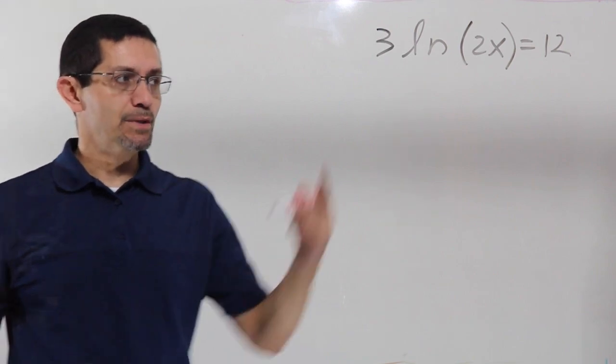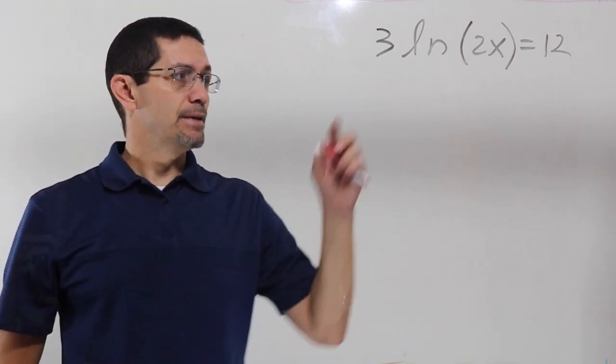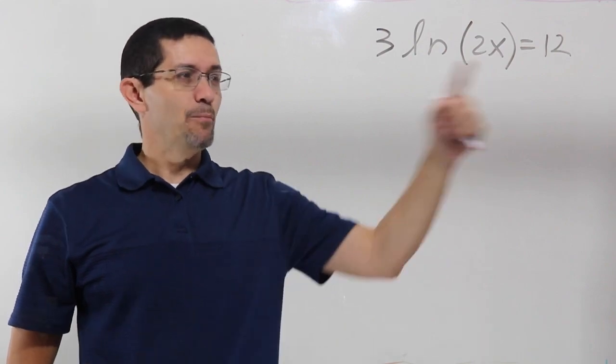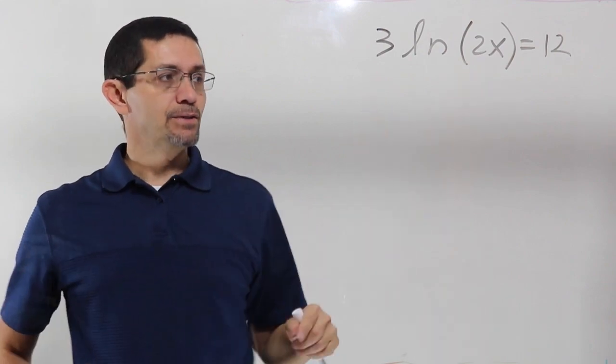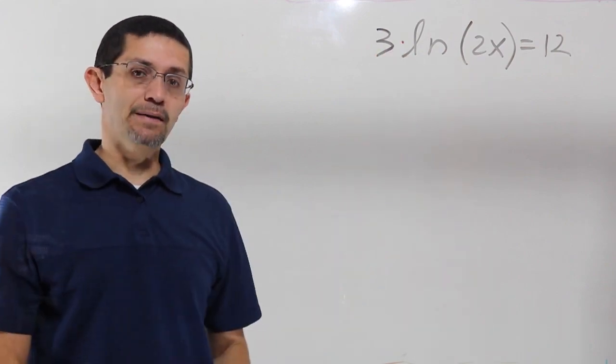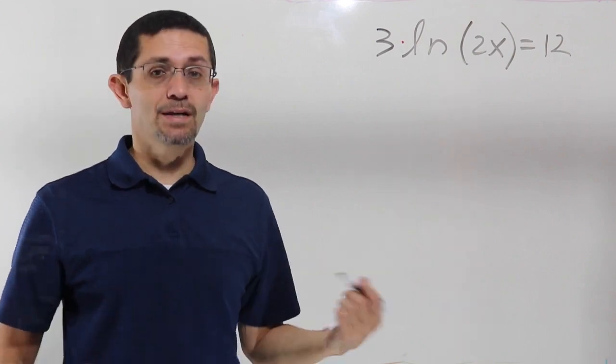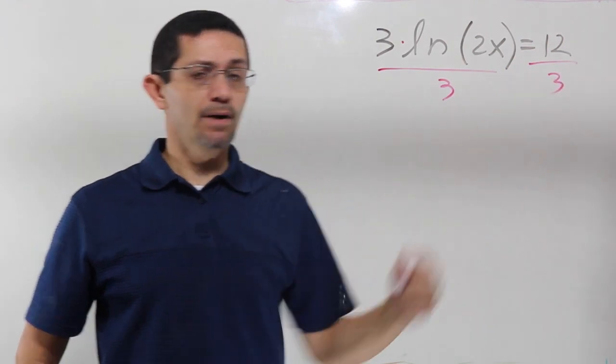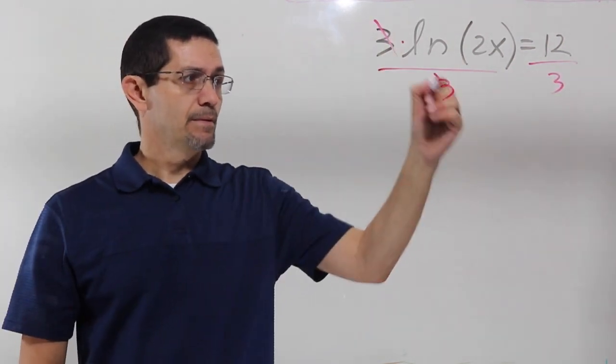Now let's practice something with ln, natural log. Only one logarithm, which is natural log in this case, but I have a 3 on the outside. So this 3 is multiplying my natural log. Therefore, let's get rid of that. Since it's multiplying, divide on both sides. Got rid of the 3.